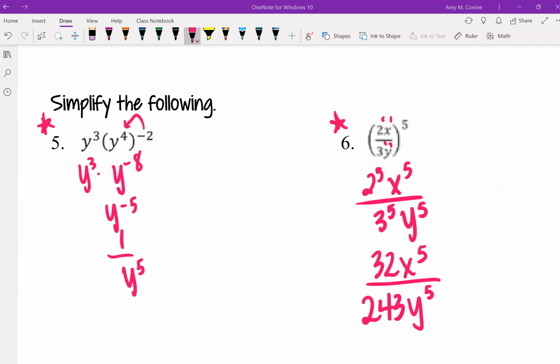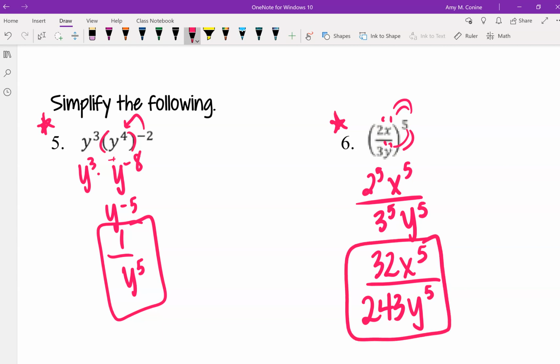So for number 5, the only thing that's getting multiplied by that -2 is the y to the 4th. So please do not get that confused. Only the items inside the parentheses get it. So when you do all your steps, you should end up with 1 over y to the 5th. So distribute, you get -8. Add your exponents together because you have like bases, you get -5, and then move it. So then 6, you just go ahead and distribute the 5 in because there's nothing to simplify. So everything gets raised to the 5th power, and then when you simplify your coefficients, that's what you get.